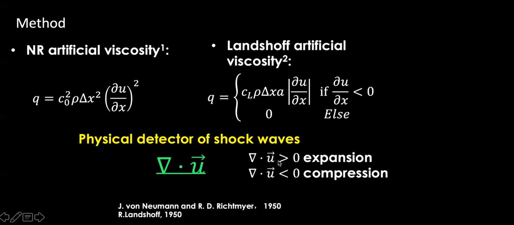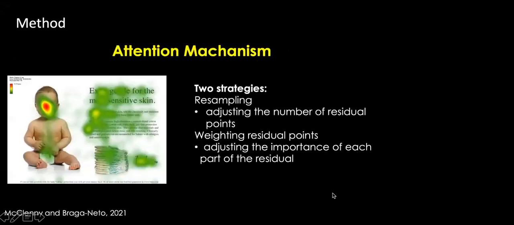Then another problem is how to let PINNs automatically adjust the attention based on the residuals, so we can actively adjust it. In fact, attention is widely used in neural networks, for example, in natural language systems. The work of Kalani and Braga introduced a soft attention mechanism to PINNs in solving this problem.